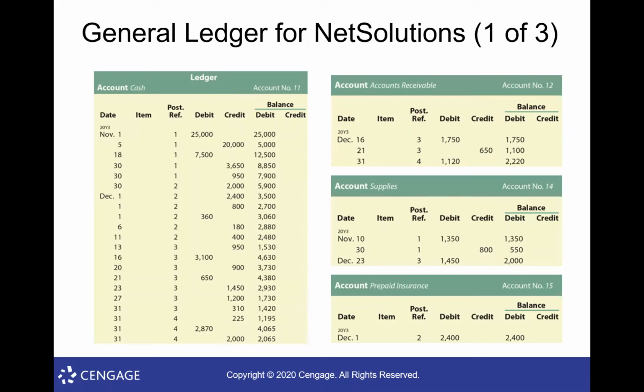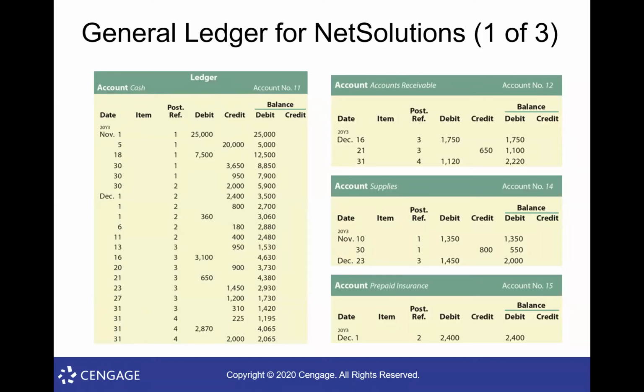So you can see this is our cash account and all of those transactions. And in the end, we end up with a balance, in this case, a debit balance of $2,065. Our accounts receivable, again, the first transaction was a debit of $1,750. Then someone must have paid us $650, and then another $1,120. And so the balance just updates each time.